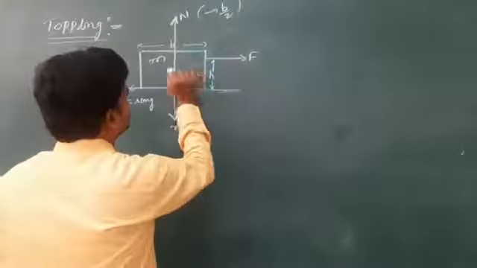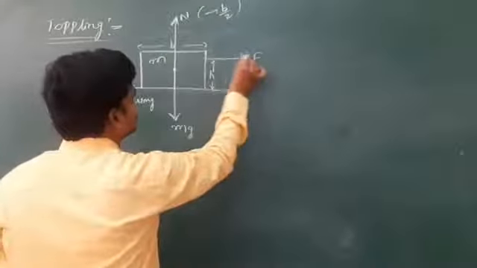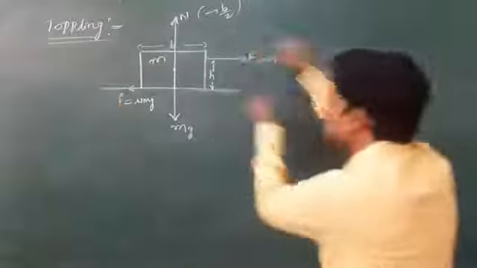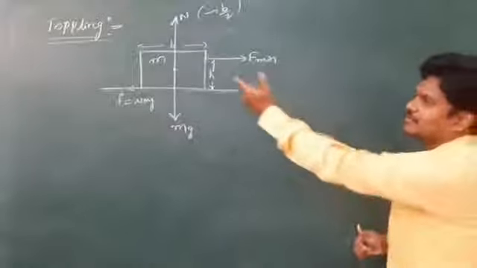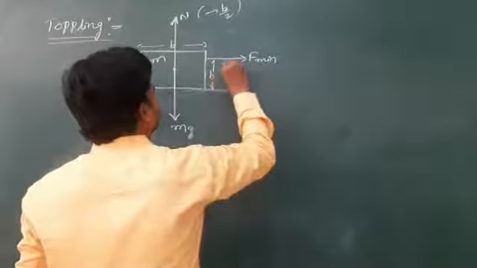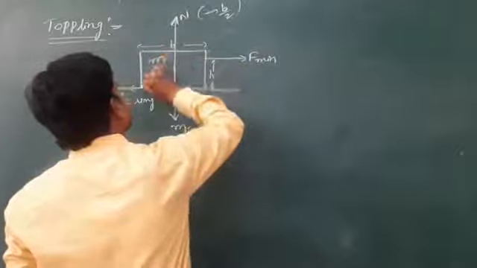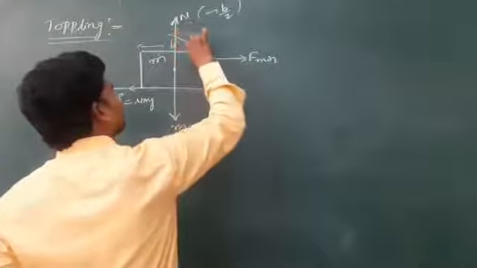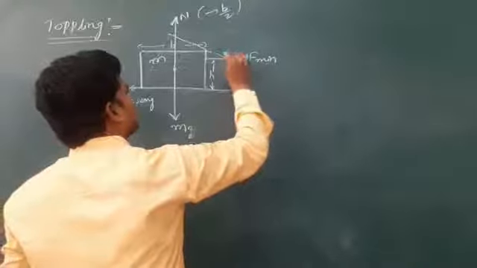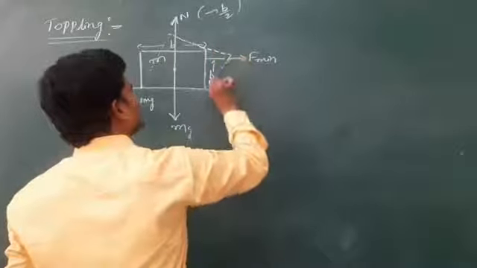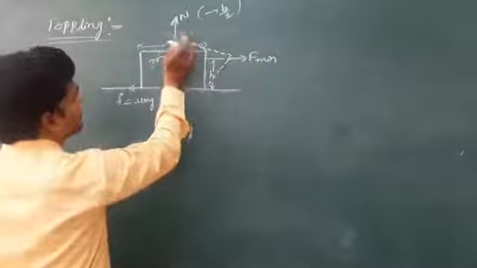Let us suppose, due to this force, let me apply the minimum force. For this minimum force, this body is going to topple. This body going to topple means, just imagine it like this, toppling about this point. So the body topples like this.